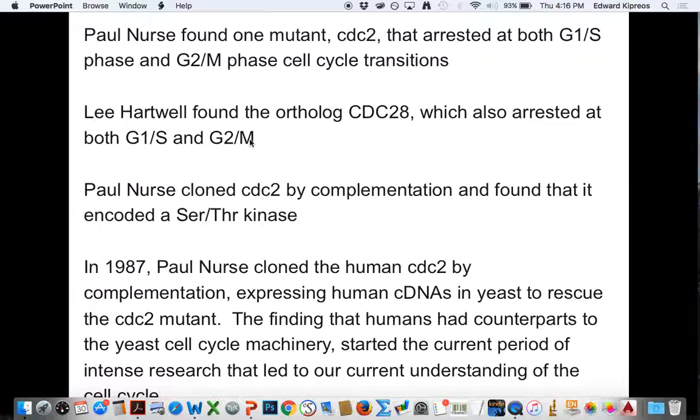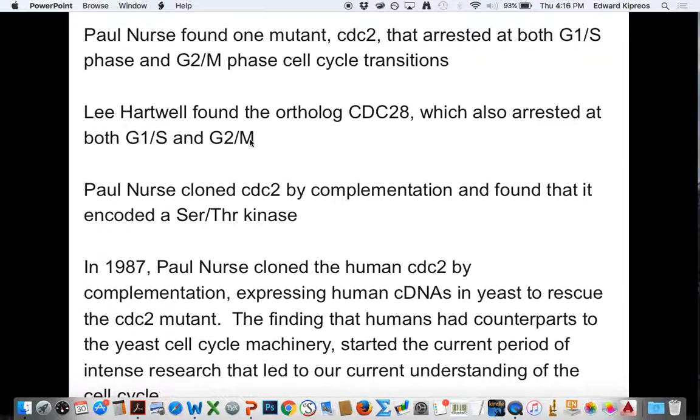But these are all different genes. So why would this gene be needed for two transitions, but the other ones are only needed for one? Well, let me put it another way. Why is it sort of important? What's the advantage that it's required for two transitions, or what does that tell you?